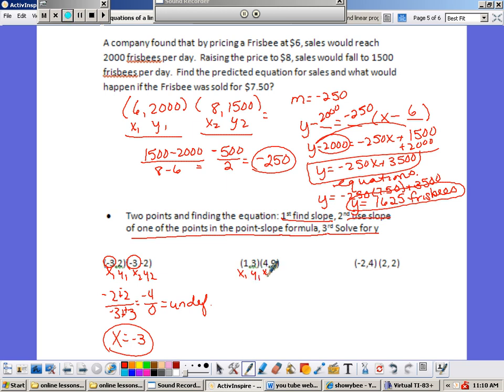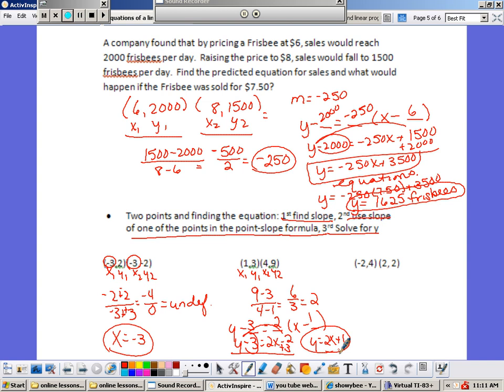x1, y1, x2, y2. 9 minus 3 over 4 minus 1. 6 over 3. 2. Y minus blank equals blank times x minus blank. Put in my 2. Pick one of the 2 points. It doesn't matter which one. I'm going to pick 1, 3 because it's just smaller numbers. Y minus 3 equals 2 times x minus 1. Move the 3. Y is equal to 2x plus 1. Just one more step.